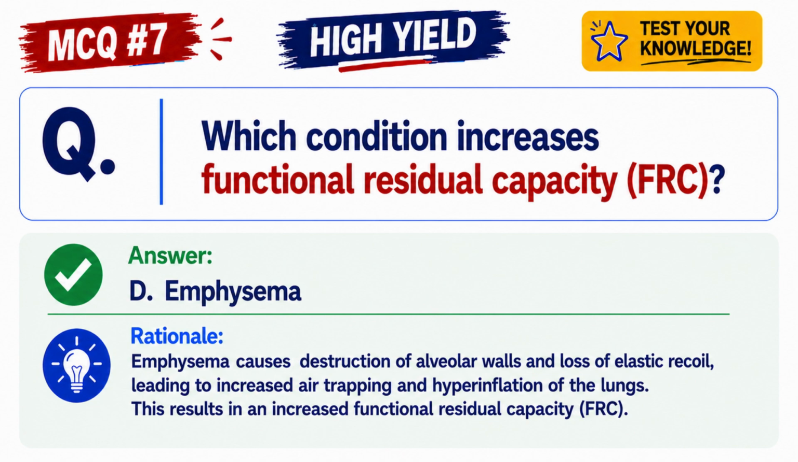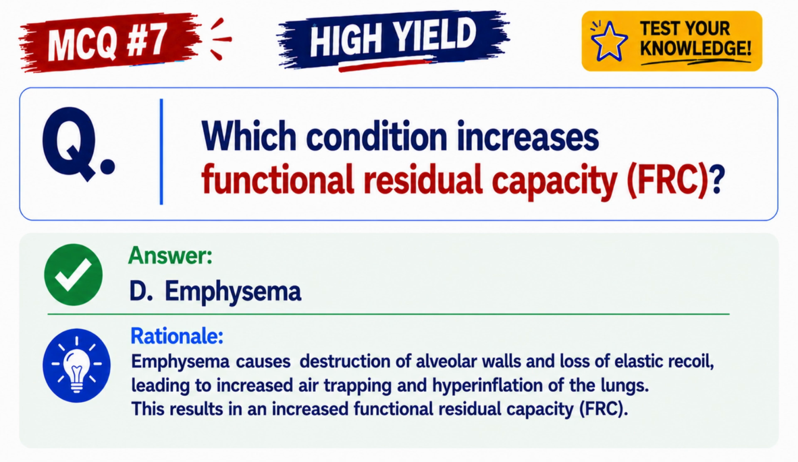Now, every other option on this question decreases FRC, and this is critical for anesthesia boards. Pregnancy, the gravid uterus pushes the diaphragm cephalad, reducing FRC by up to 20%. Supine position, the abdominal contents compress the diaphragm. FRC decreases by approximately 500 to 800 milliliters compared to standing. General anesthesia, loss of muscle tone. The diaphragm shifts cephalad. FRC decreases by approximately 400 to 500 milliliters within minutes of induction.